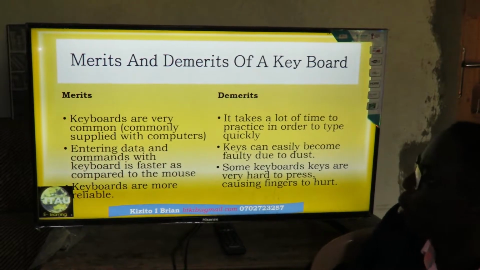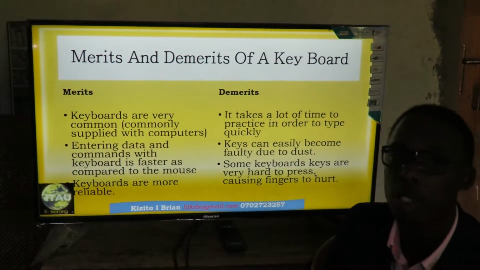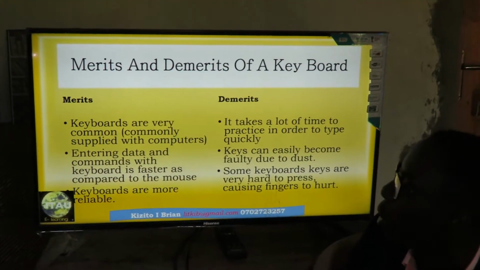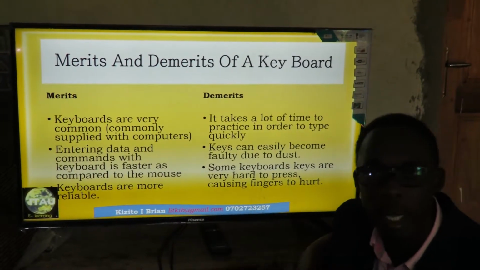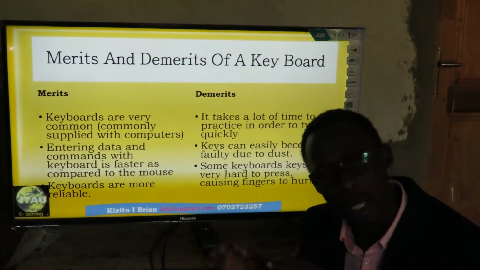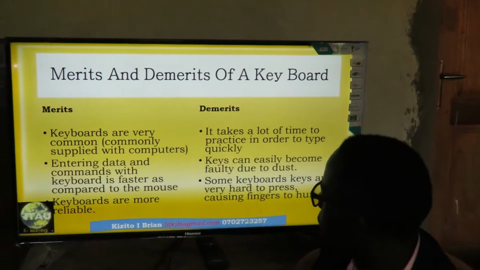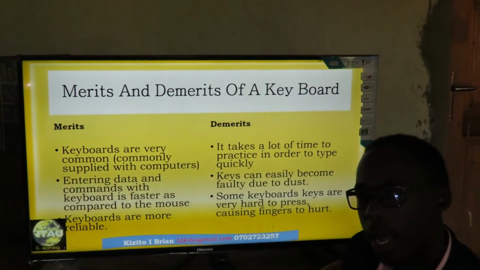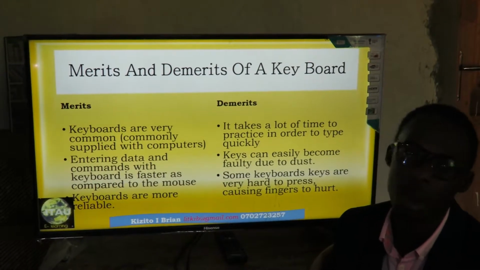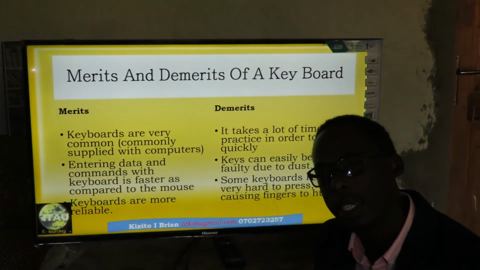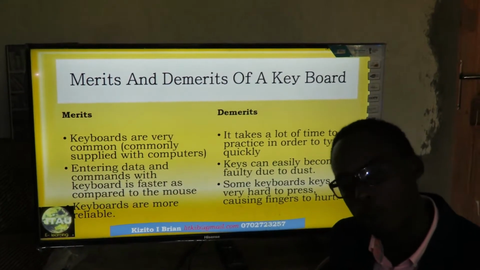Entering data using a keyboard is faster compared to a mouse. Keyboards are more reliable compared to voice input devices and the mouse. However, the keyboard requires a lot of time to master where these keys are. Remember, we say these keys are not organized in alphabetical order. The keys can easily get faulty due to dust entering them. And lastly, some keyboards are very hard. Therefore, pressing them will become a complex idea for all of us.